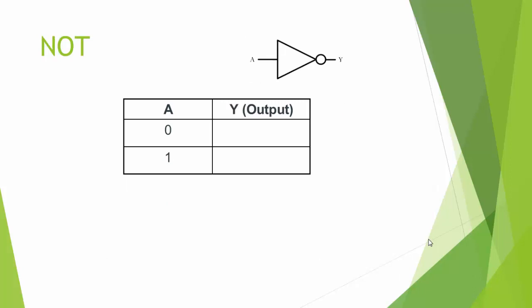Okay, our NOT gate, we discussed this. It simply inverts our input for the output. So wherever we see a 0, we see a 1. Wherever we see a 1, we see a 0.